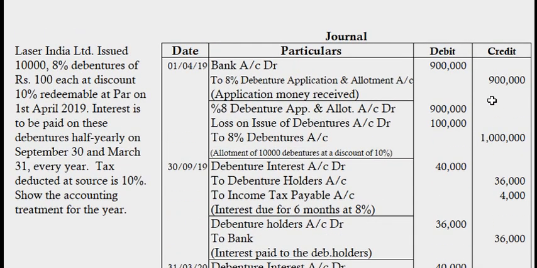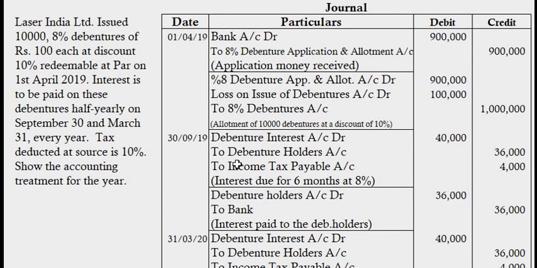Once again, just to summarize this one. First of all, the debenture application money received. Bank account debited to debenture application 9 lakh rupees. Then this debenture application is transferred to the debentures account. Out of these debentures, there was an issue at a discount. So the discount amount is debited to an account called loss on issue of debentures account. So here the case: 8% debenture application and allotment account 9 lakh, loss on issue of debentures account 1 lakh to 8% debentures 10 lakh rupees.